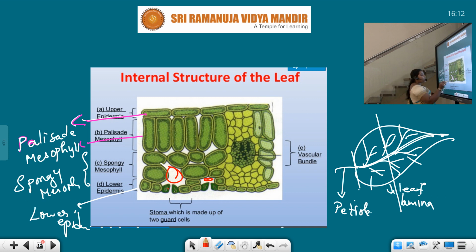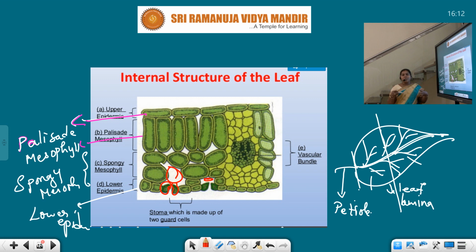And let us see, in the lower epidermal layer, we have the special pores known as stomata. This stomata mainly has two bean-shaped or kidney-shaped guard cells. So, opening and closing of these pores is associated with what? Exchange of the gases, meaning entry of carbon dioxide as well as exit of oxygen takes place through these pores only.